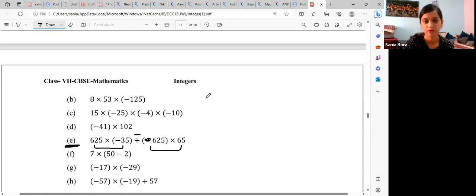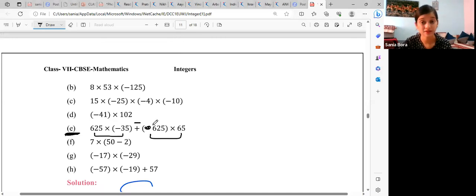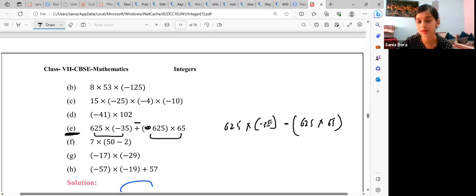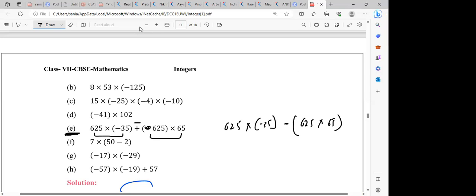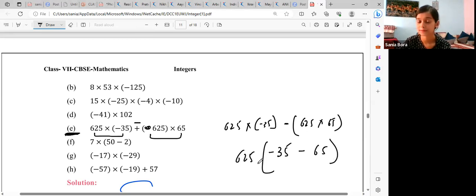Okay, now listen to it very carefully. In the first one, both were negative, right? So it was very obvious you will take negative. But in this one, both are not negative, right? So what you will do, you will simplify it, and it will be 625 multiplied by minus 35 minus 625 multiplied by 65. Like these two are a pair now and these two are a pair now. So both are positive? Yes or no? Yes. Okay, so you will take 625 common. Now what is left? Minus 35 minus 65. Then I think you can solve it now.